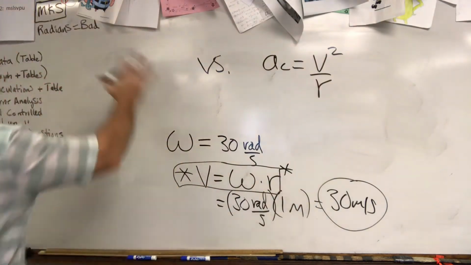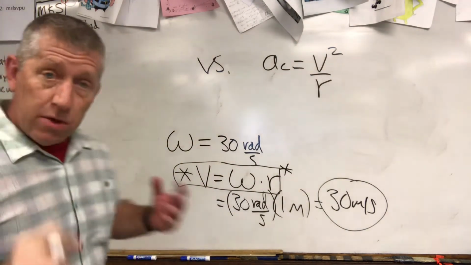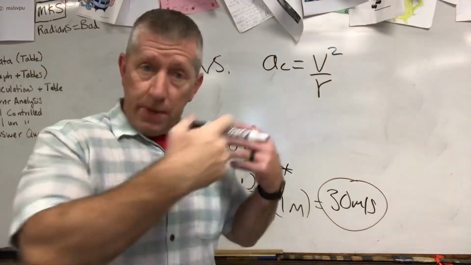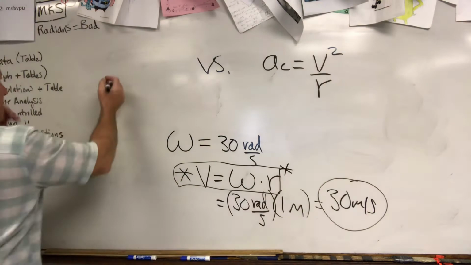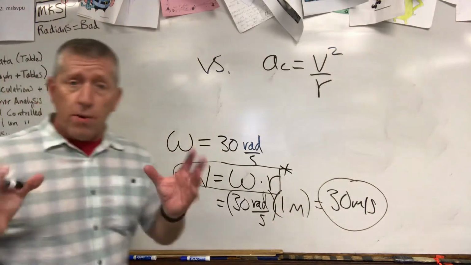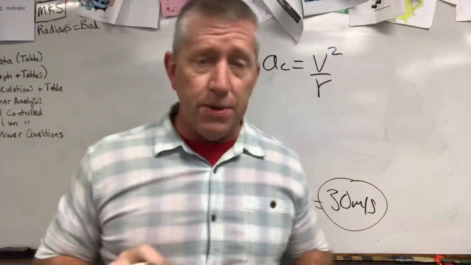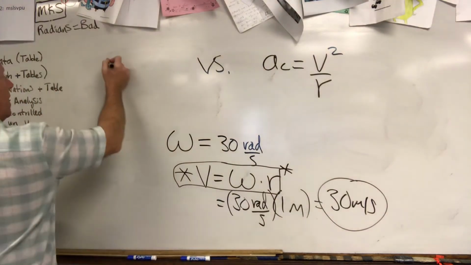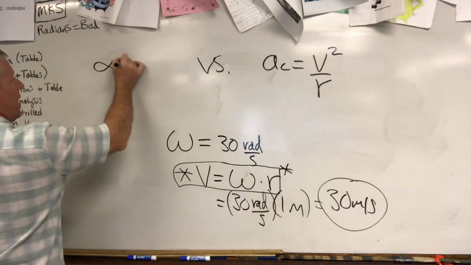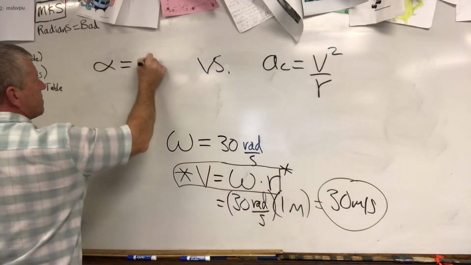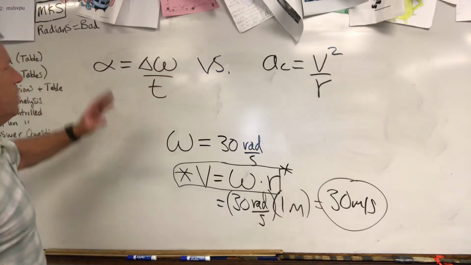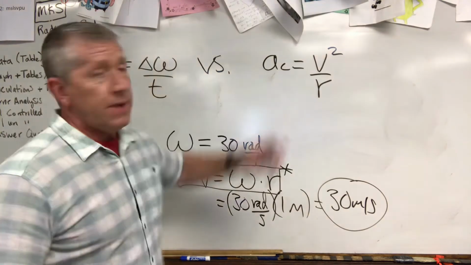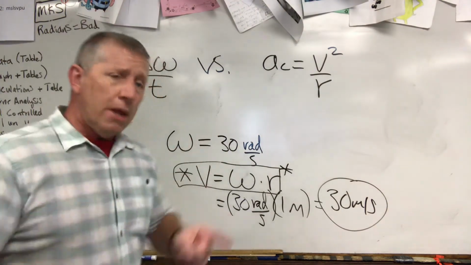Now over here, we have acceleration using the words radial, rotational acceleration. And acceleration is just different symbols. For basic acceleration, acceleration is change in velocity over time. So acceleration is change in velocity divided by time. There's an acceleration. This would be radial acceleration. This is centripetal acceleration.